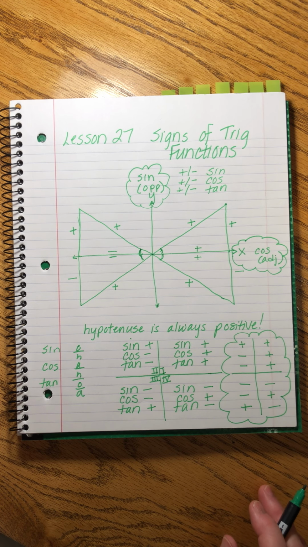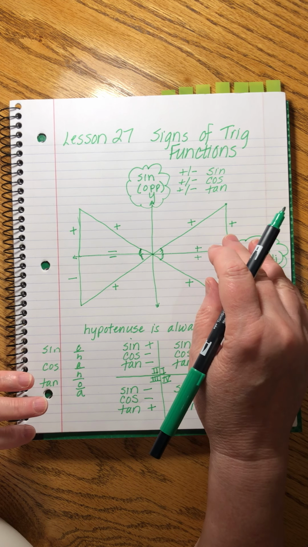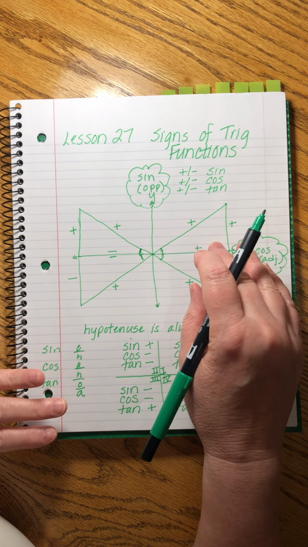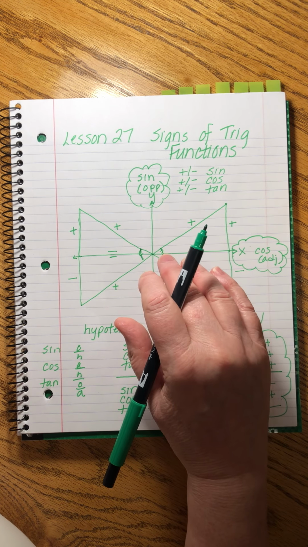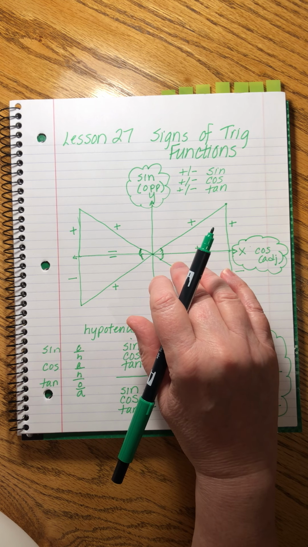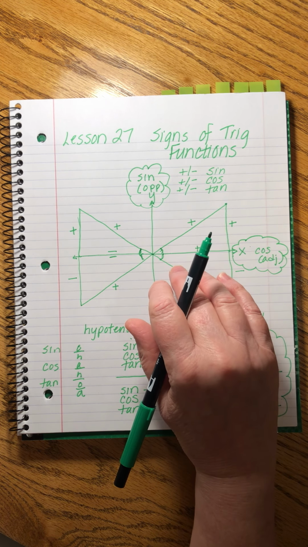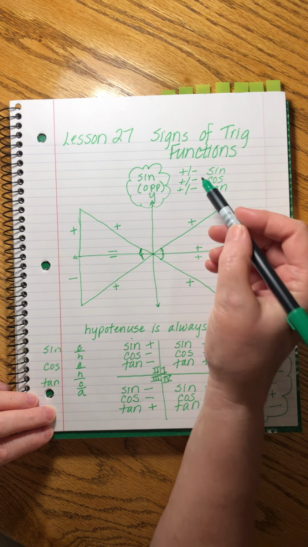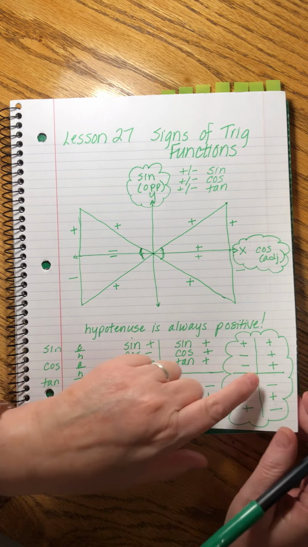What we're going to do now is practice finding trig function values all around the quadrants using just our two friendly reference triangles, the 30, 60, 90 and the 45, 45, 90. But we're going to work on getting the correct sign, and we're going to rely on this chart to help us make the calculations. So let's flip.